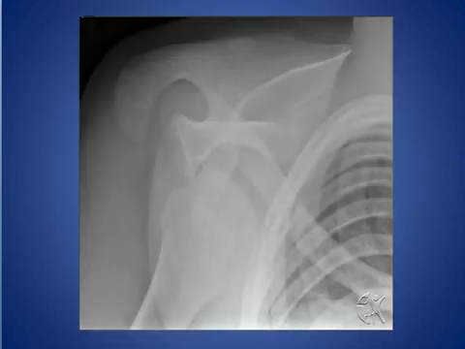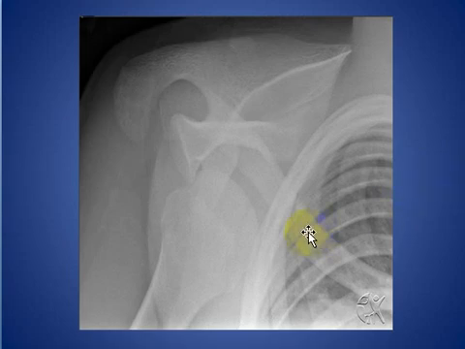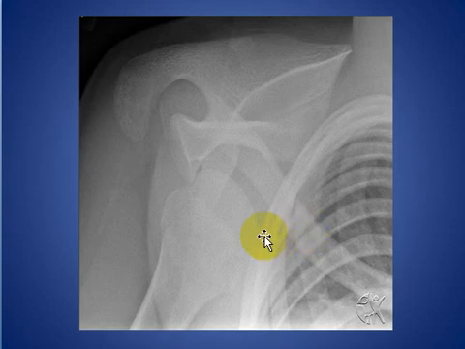Here, this is the X-ray of the shoulder, and this is showing anterior dislocation of the humeral head displaced inferiorly and anteriorly in relation to the glenoid. And here we see impinging of the glenoid on the posterolateral aspect of the humeral head, indicating the Hill-Sachs deformity.